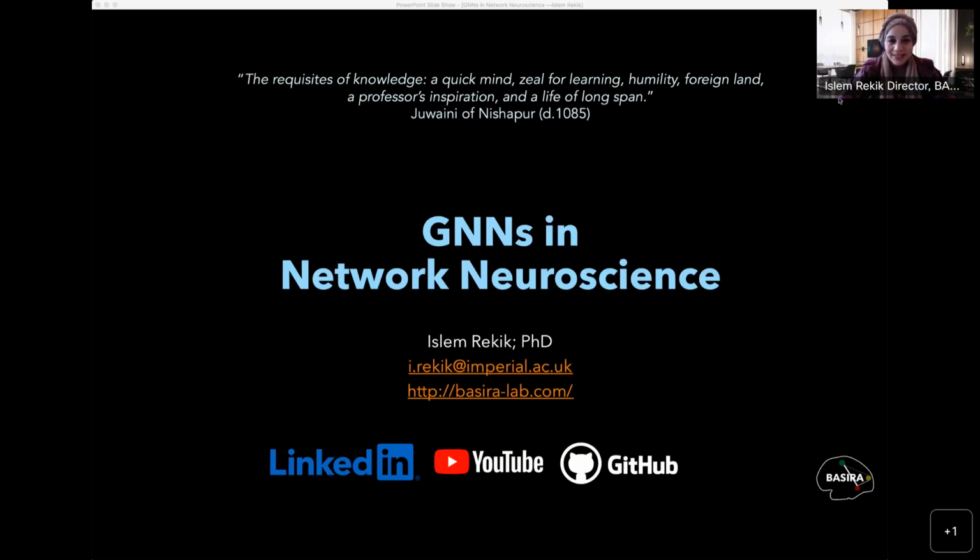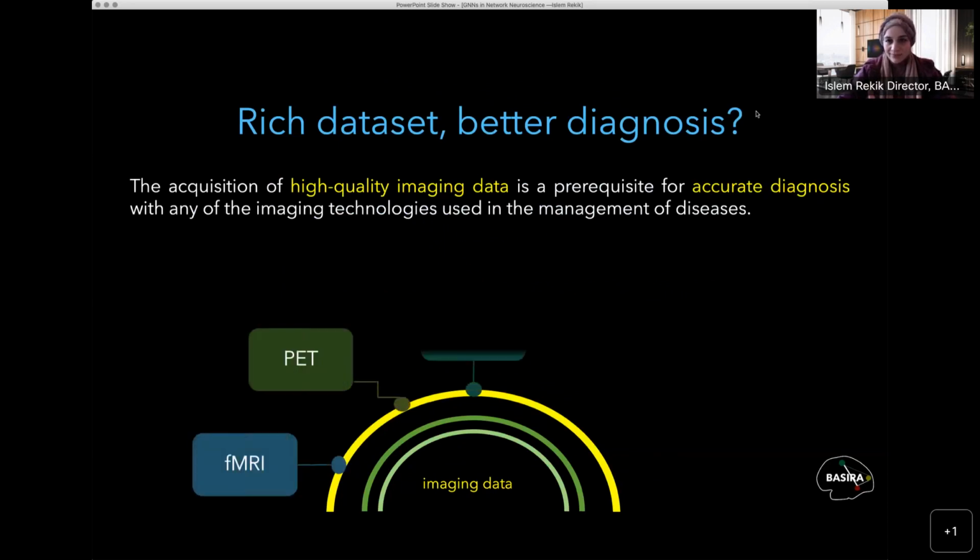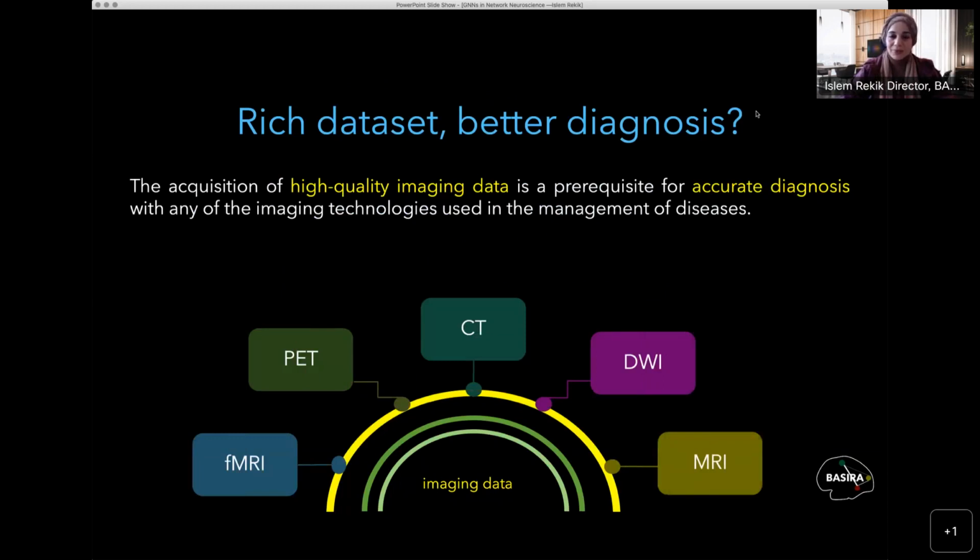So today's talk will be about graph neural networks and their innovative application or extension to the field of network neuroscience, where we get to study brain networks or brain roadmaps. So let me start with a very simple hypothesis that we have, especially in the world of neuroimaging and medical imaging in general. Generally, we hypothesize that the more modalities, the more data we have, the better the diagnosis. That is an assumption that a lot of researchers make.